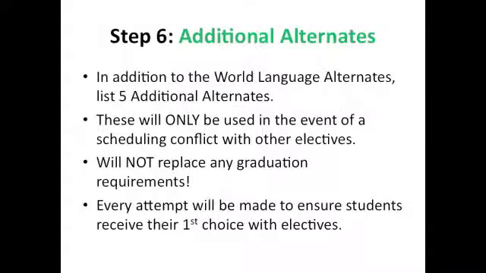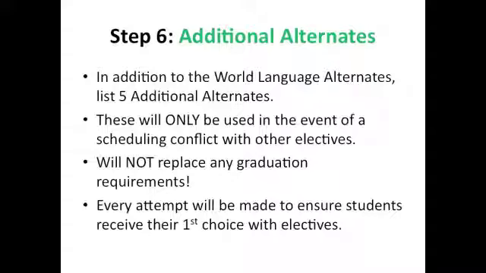Step 6. Additional alternates. We take great pride in offering a wide range of elective options for students. However, creating a master schedule for over 3,400 students does not allow much room for error, and upon occasion, the demand of certain classes outweighs the number of seats available. Likewise, course offerings may overlap and cause scheduling conflicts.